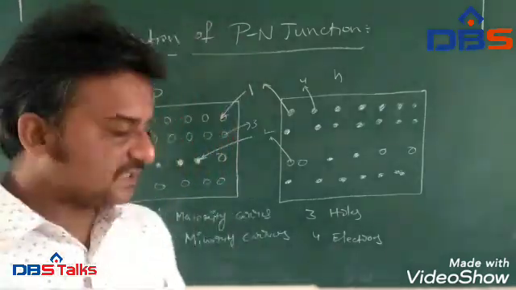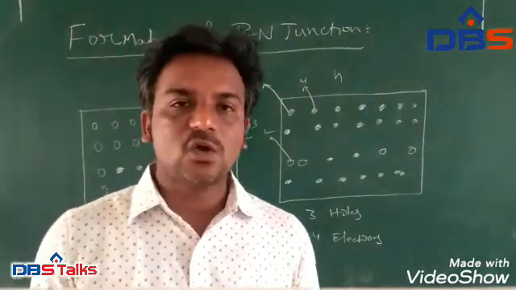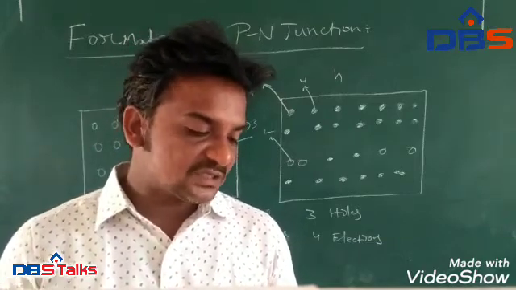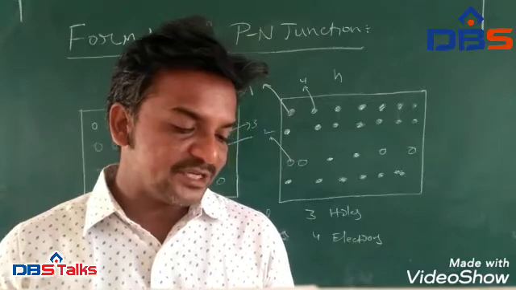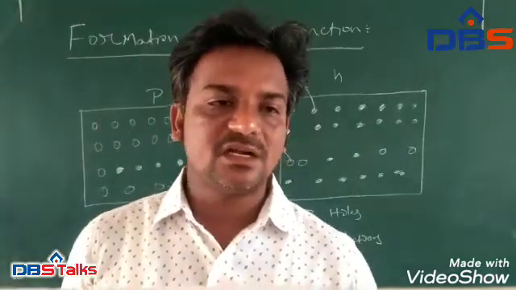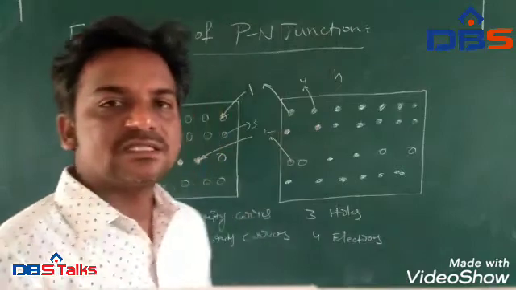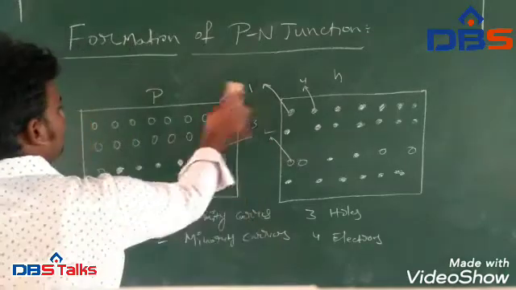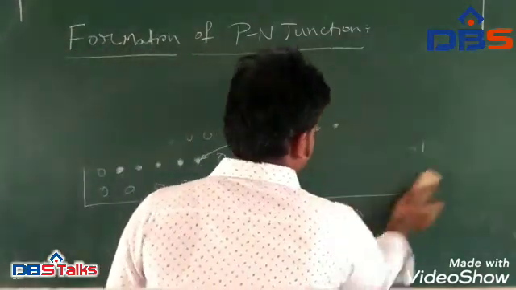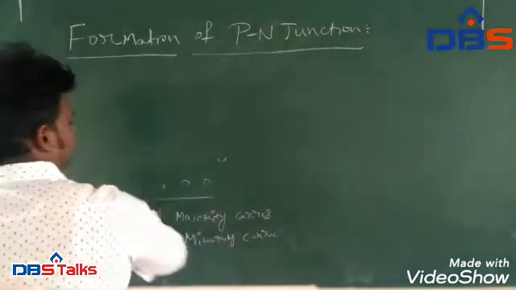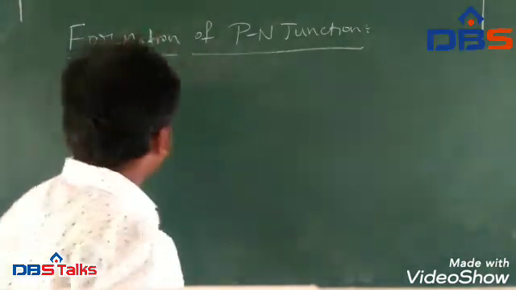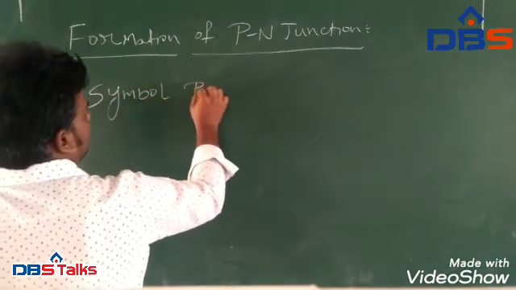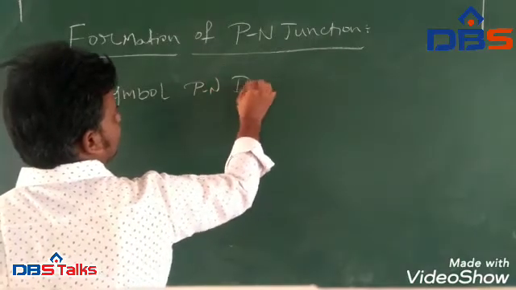What is a PN junction diode? The region close to the PN junction is depleted of mobile charge carriers and is called the depletion region. So it is called the depletion region. Next we have to know the symbol of the PN junction diode.